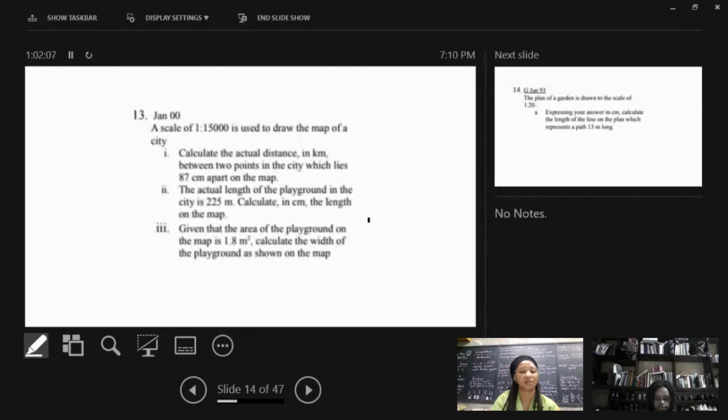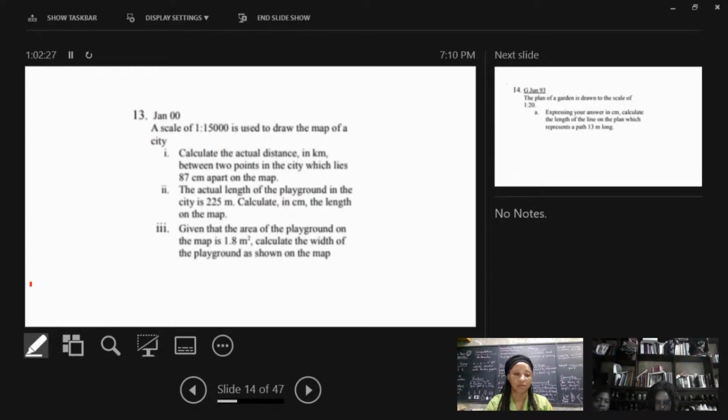All right, John. Okay. Mr. Chair, this is a ratio question. Application of ratio. Oh, it's scale factor. Scale factor is a kind of ratio.